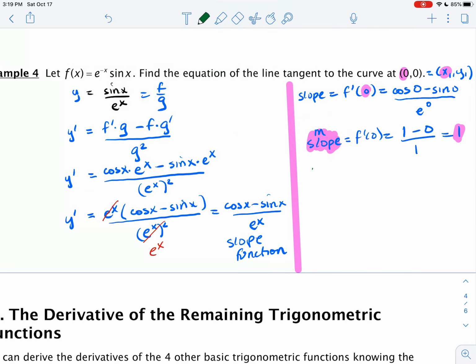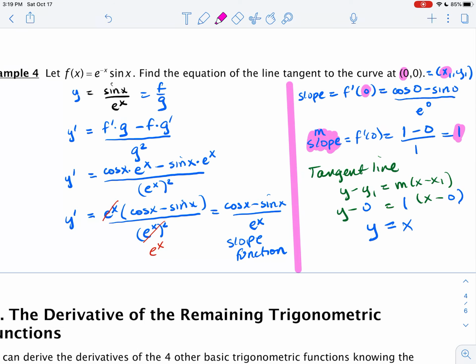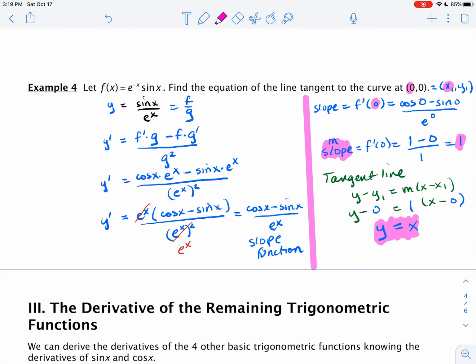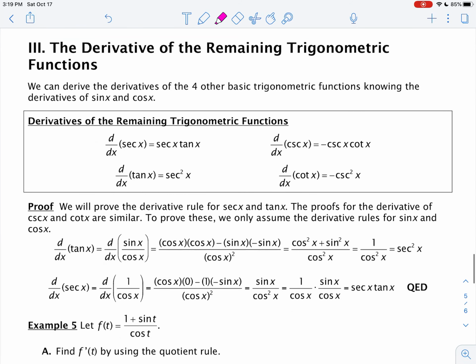And finally, we put our equation together, our tangent line. We have a point, we have a slope, we use our point slope form, y minus y1 equal to m times x minus x1, and we plug in our values. We've got values of 0 and 0 here, and our slope is 1, and so we see that y here is just going to equal x. That's a pretty nice mx plus b, nice 45-degree angle. Good. All right, so that's just working with the sine and cosine and various product and quotient derivative rules.